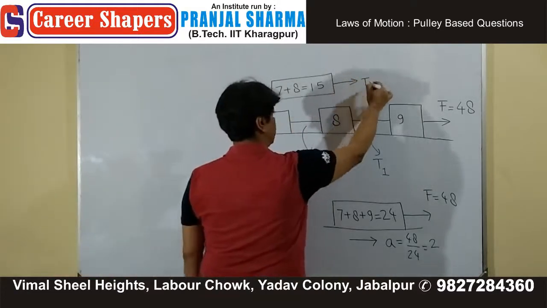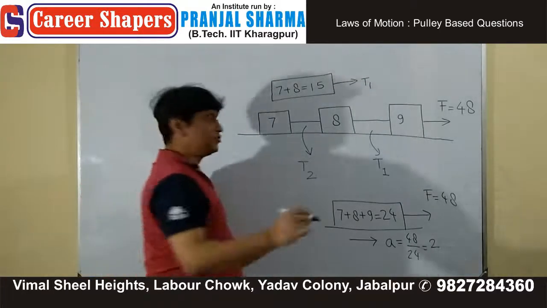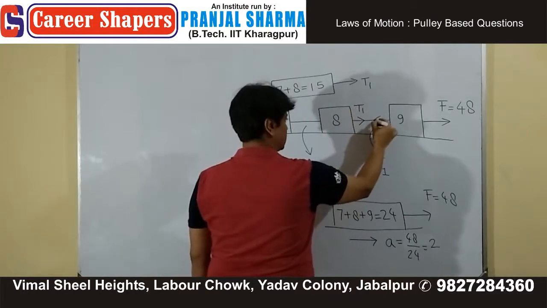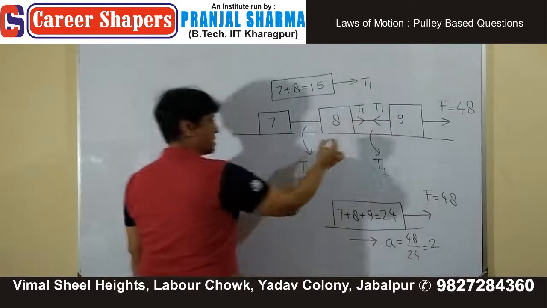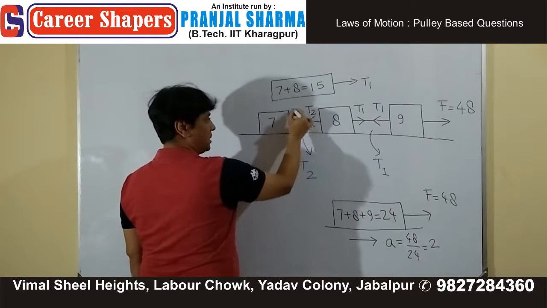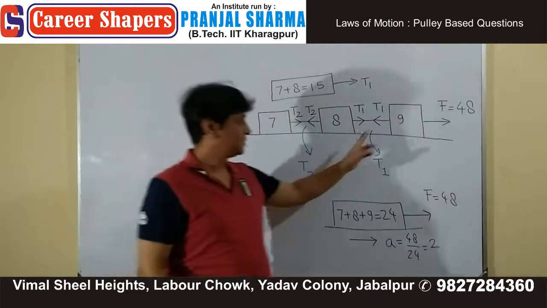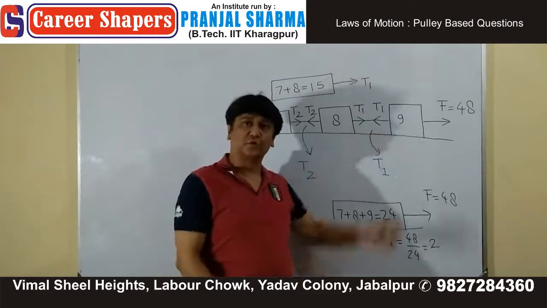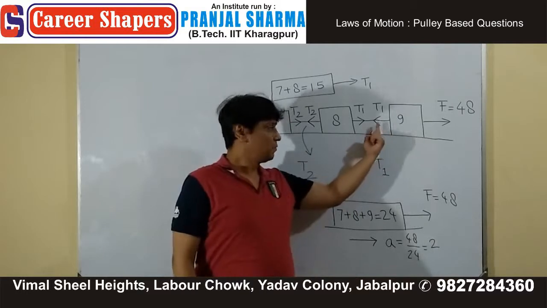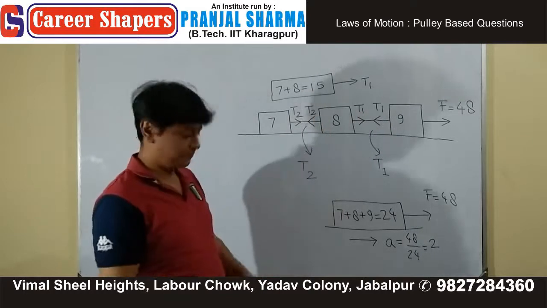This is T1, tension force. Tension force is this: T2 and T2. These are the tension forces. Tension is a pulling force. You can pull, you cannot push. They are our rope. This is T1, this is T1, this is T2, this is T2.